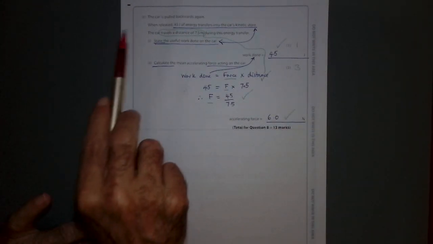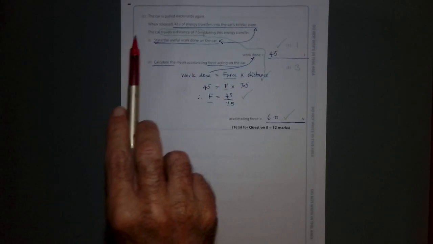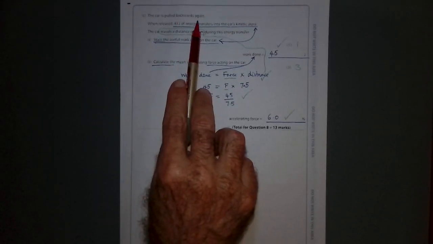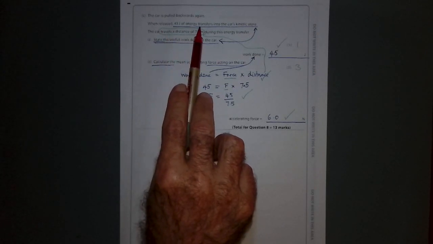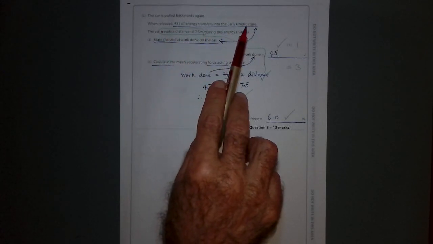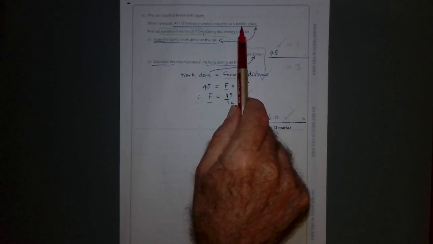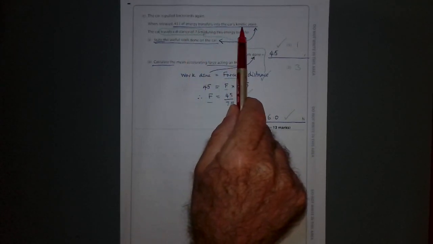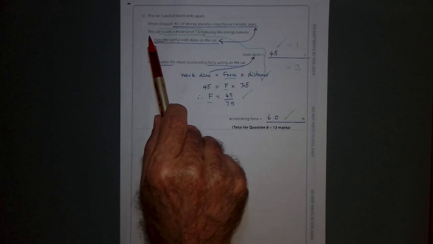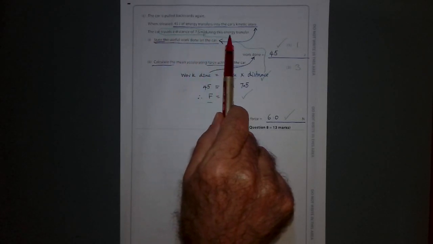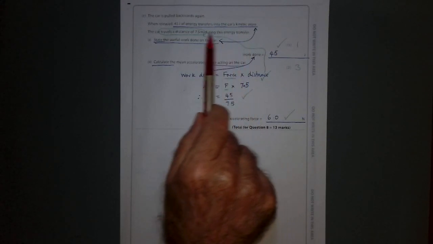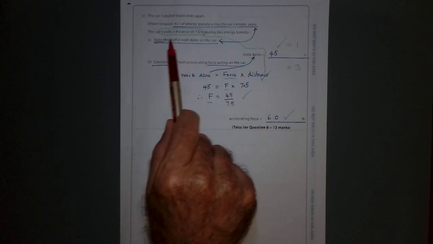There's a part C. The car, it says, is pulled backwards again. When released, 45 joules of energy transfers into the car's kinetic store. So you pull it backwards, the elastic band takes up the energy and then releases it, 45 joules into the kinetic store. It says the car travels a distance of 7.5 meters during this energy transfer. So the kinetic energy moves the car that much distance.